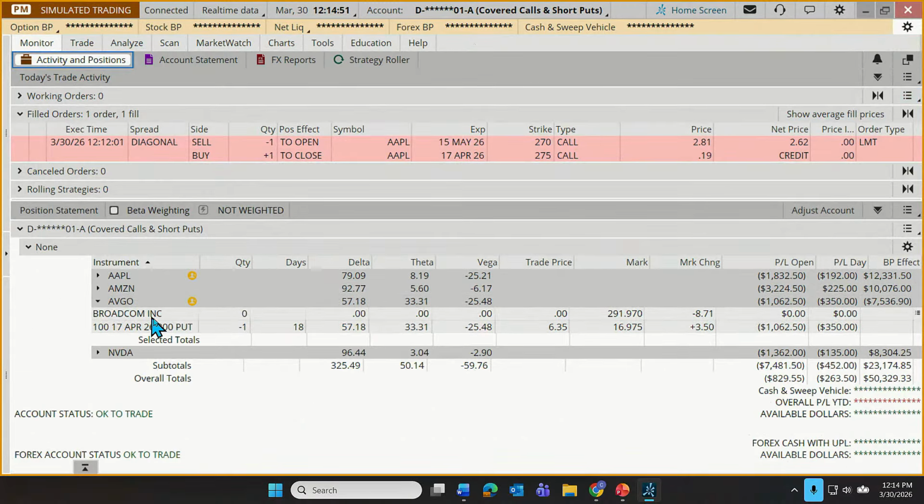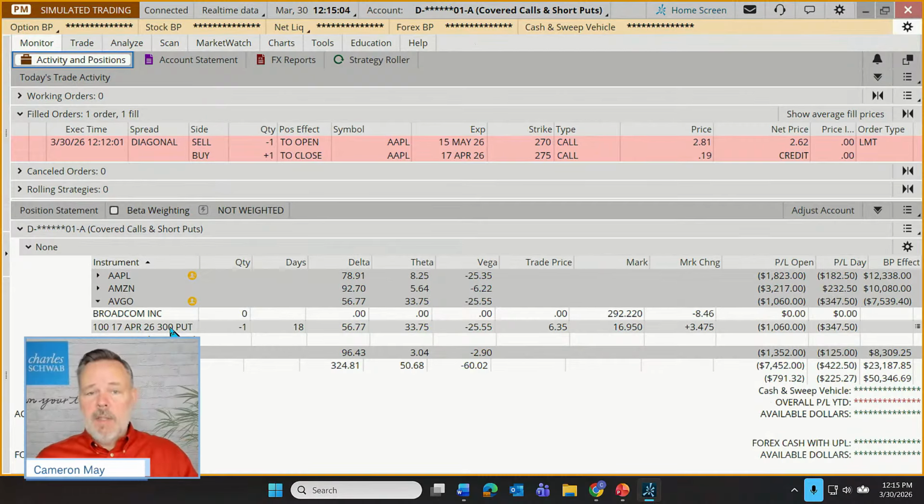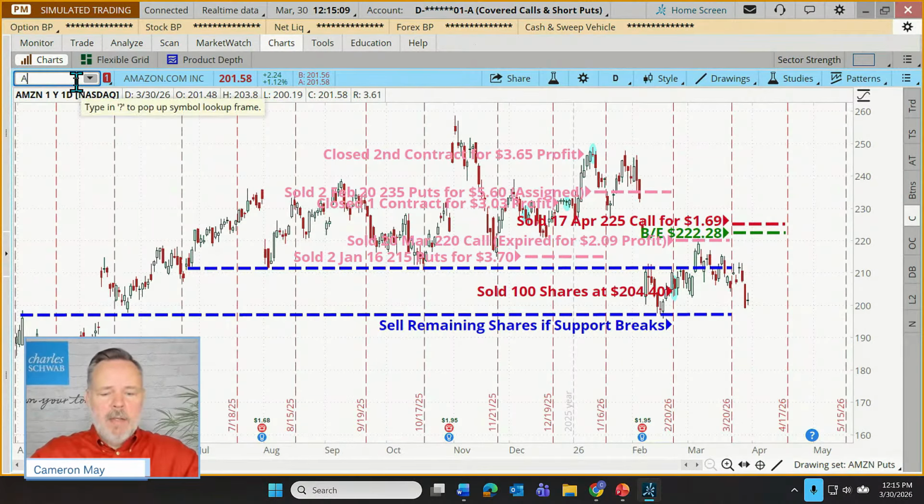Our Broadcom trade is the short put that we sold just last week. We sold the $300 put. With this one, we'd prefer for the stock to be above $300 if we don't want the shares put to us. That reduces that assignment risk. But let's go have a look at what's going on with Broadcom.